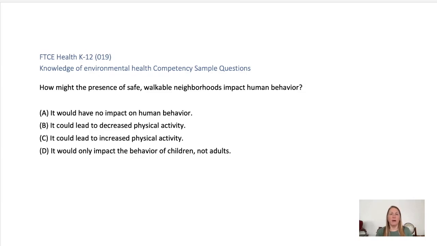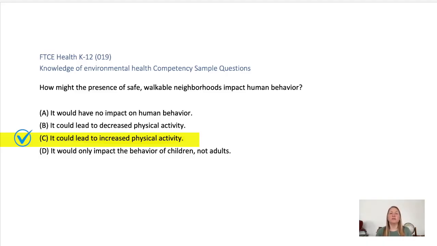A, having no impact is not true. Environment influences behavior. B, safe areas increase, not decrease activity. D, it does impact all ages, not just kids. Adults benefit too. The correct answer is C.